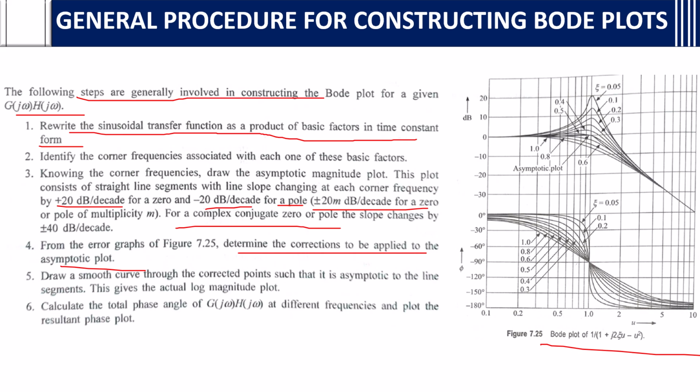The sixth step is: calculate the total phase angle of G of j omega H of j omega at different frequencies and plot the resultant phase plot. We need to draw the phase plot also, from the total phase angle at different frequencies, and that is nothing but the phase plot. These are the steps we need to follow for constructing a Bode plot.